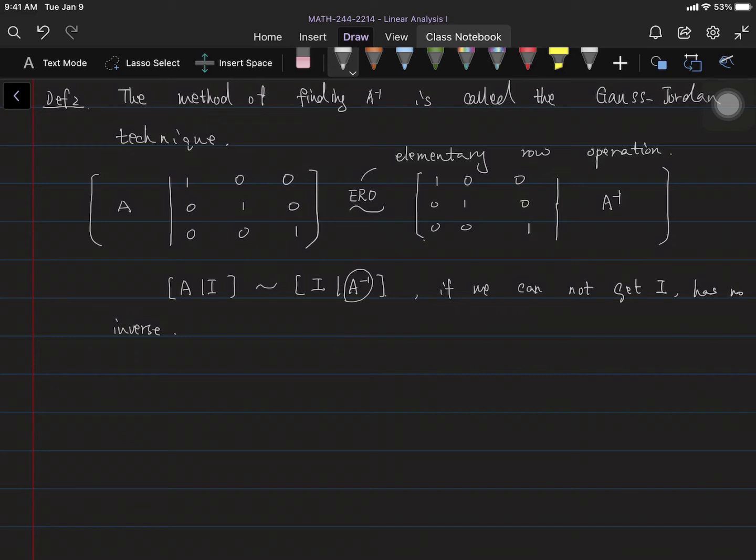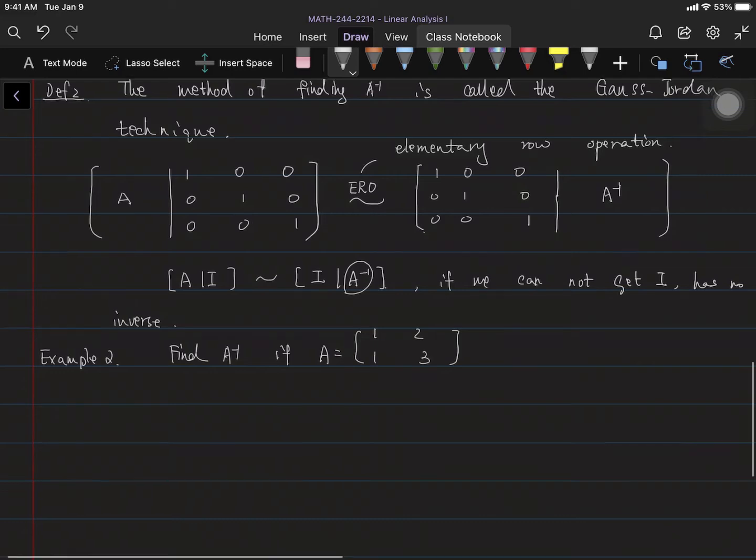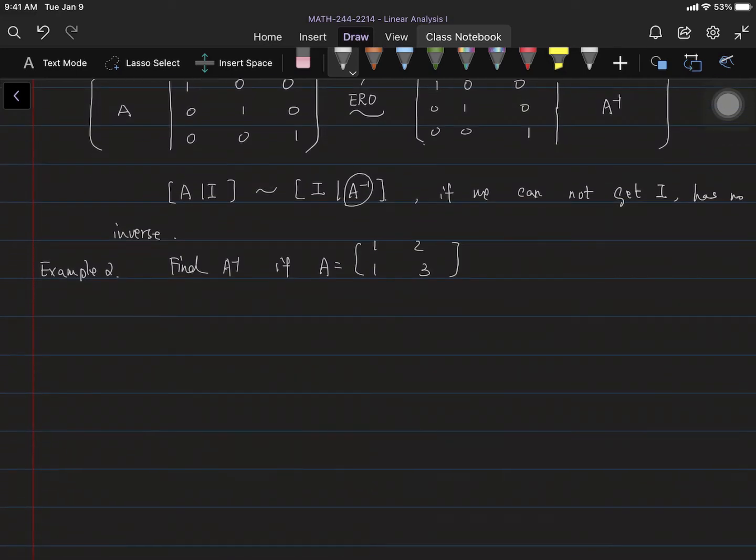Now let's take a look at how to find the inverse matrix. Example 2. Find the inverse matrix if A is given. So we start from the easy one, which is 2 by 2: 1, 2, 1, 3. Find the inverse of this matrix. Same as we said, Gauss-Jordan technique, we put A on the left side, 1, 2, 1, 3, and put the identity at the right side, 1, 0, 0, 1, like this.